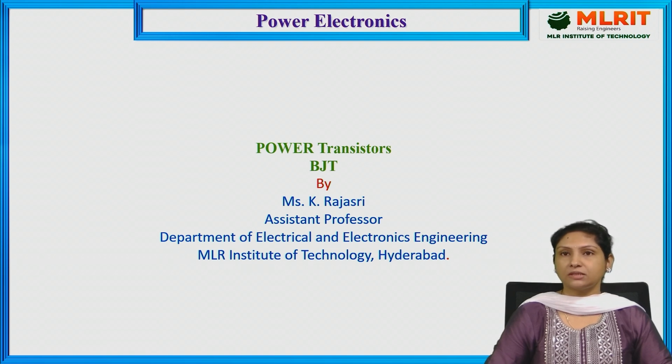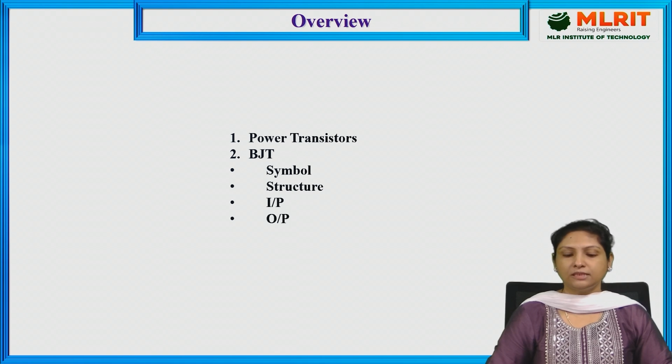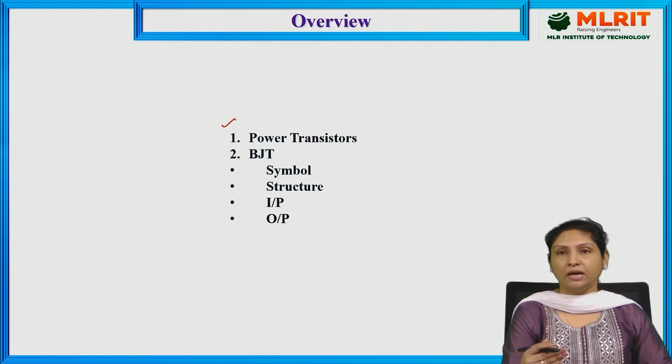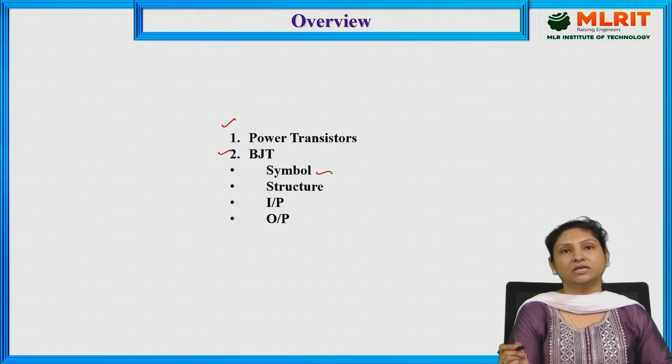And in today's lecture, I'll be discussing power transistors and especially BJT. In this lecture, we will be seeing power transistors, which are further classified into BJT, IGBT and MOSFET. For now, we'll be discussing BJT in detail: the symbol of BJT, structure, and input as well as output characteristics of BJT.